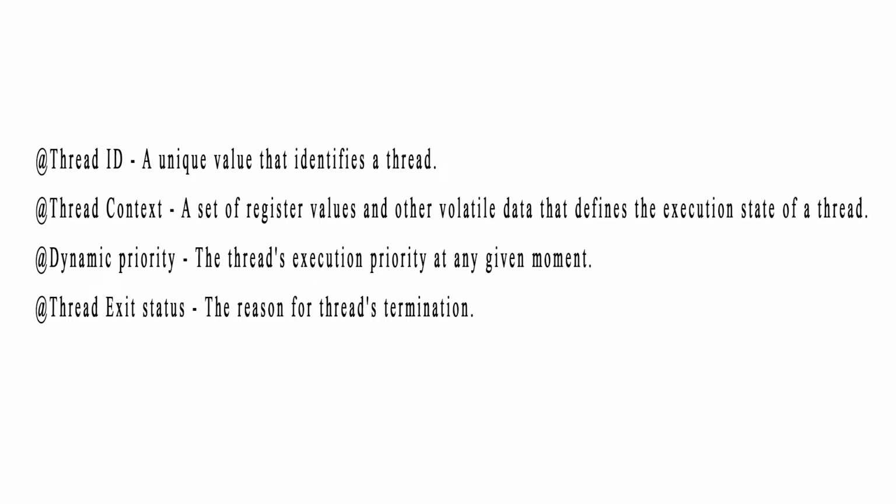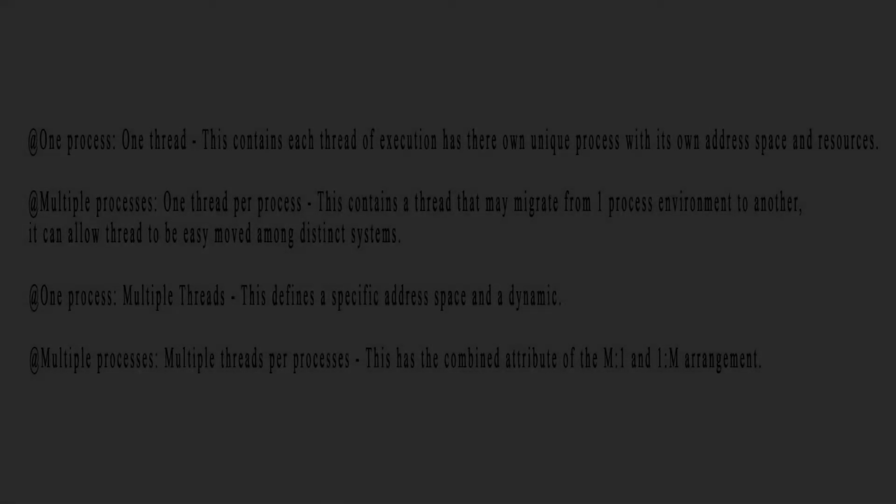Another is dynamic priority. It contains the thread's execution priority at any given moment. And thread exit status, the reason for the thread's termination. Those are a few of them, and there are many more. Each process is represented by an object that includes specific attributes and encapsulates a number of actions or services. You can see the other attributes if you search for the Windows Threads object on Google.